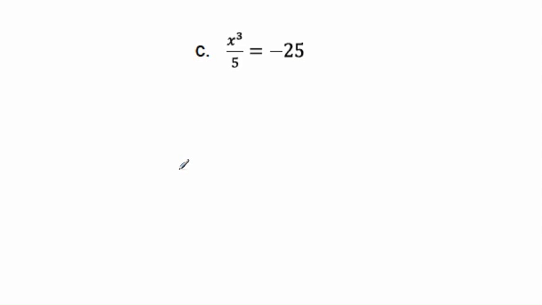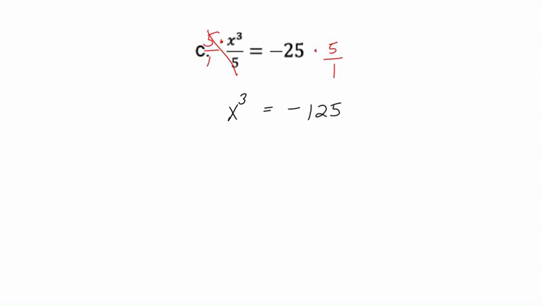Okay, x cubed divided by 5 equals negative 25. So we know we have a dividing by 5 number here, so we have to do the opposite, which is multiplying by 5 on one side and multiplying by 5 on the other side. The 5 on top and the 5 on bottom will cancel, and we're left with our x cubed equals negative times positive. Always do the sign first. 25 times 5 is 125.